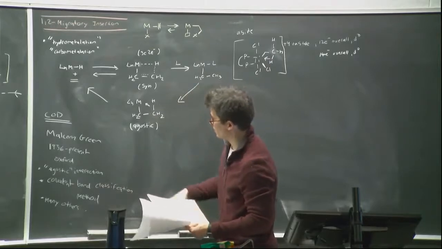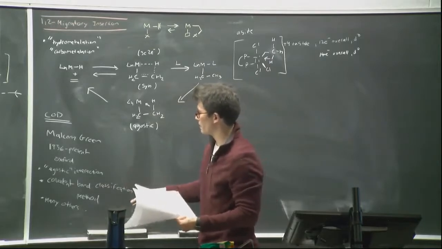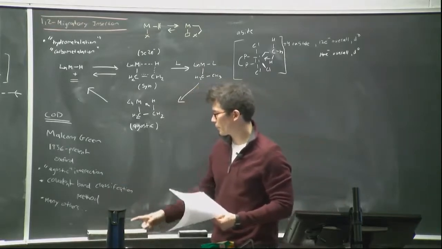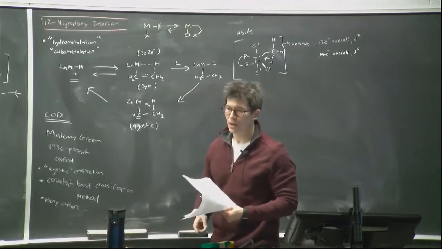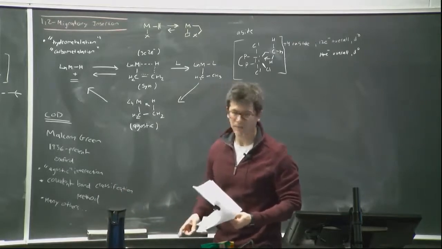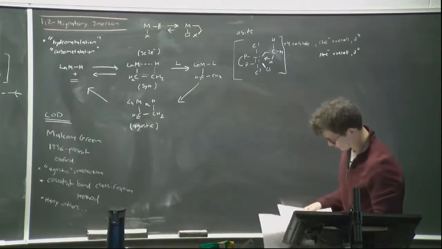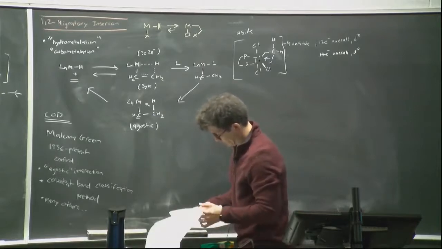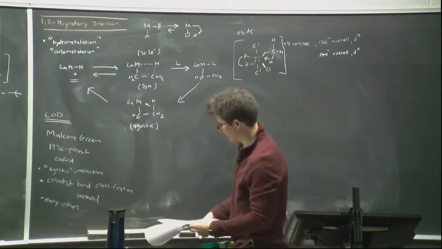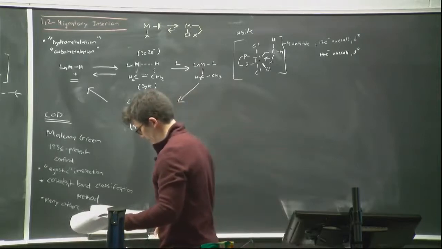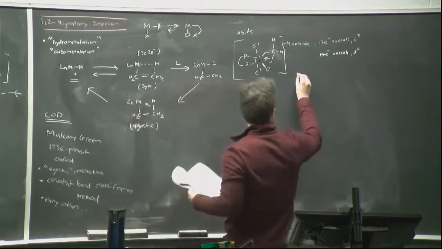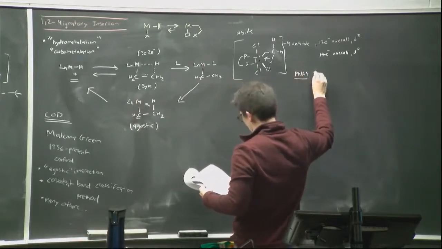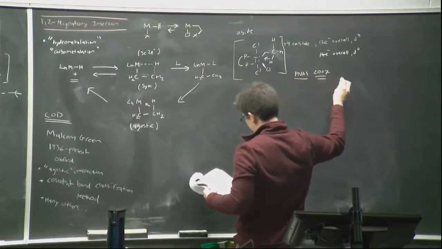And so Malcolm Green made many contributions. He spent most of his independent career at Oxford. In addition to the agostic interaction, earlier we learned that he contributed to how we do electron counting and ligand classification as well. Fairly recent.